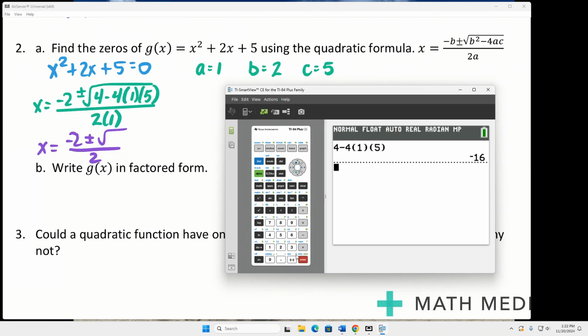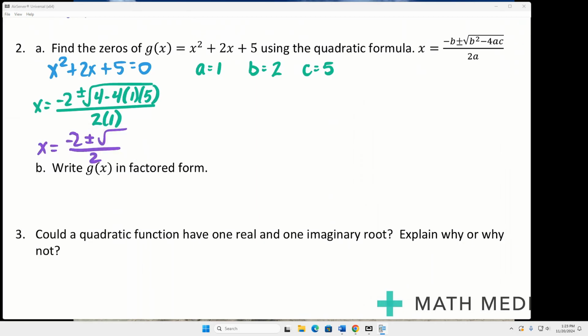I don't know why I felt like we needed to do it in the calculator. We could definitely just do it in our head. Sometimes the numbers are bigger and more difficult to just figure out in your head. So underneath that square root, we're going to have negative 16.